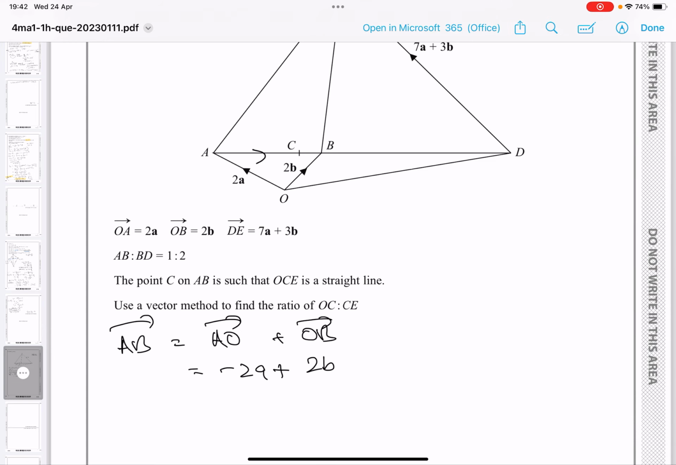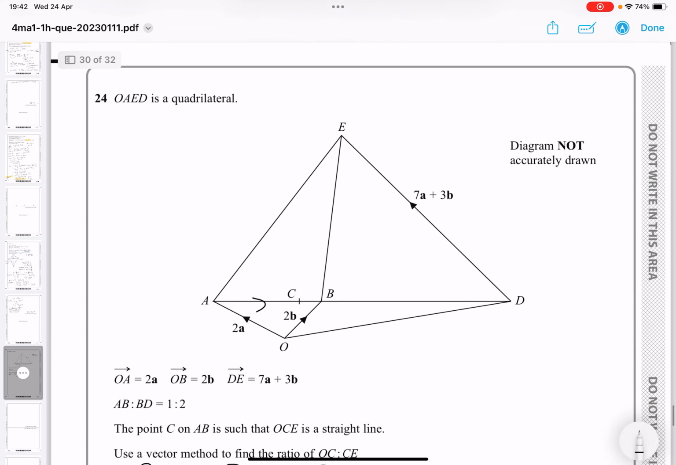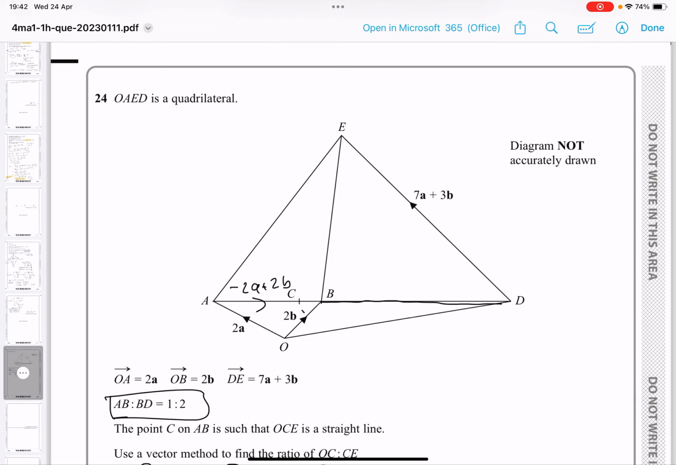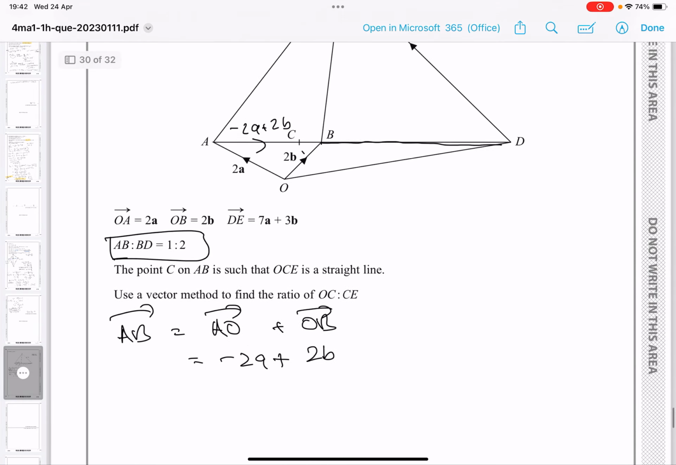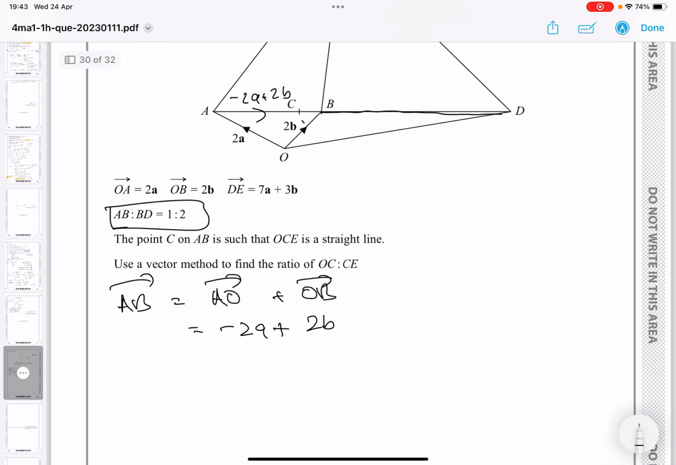Let's see if we can work out anything else. And I recommend labeling the diagram as you go, because it's much easier. Minus 2a plus 2b. Let's see if we can work out any other vectors. We can work out what BD is, this vector here. Why? Because they've given us this ratio. AB to BD is 1 to 2. So if AB is minus 2a plus 2b, BD is just going to be twice that, minus 4a plus 4b, because there's a 1 to 2 ratio.